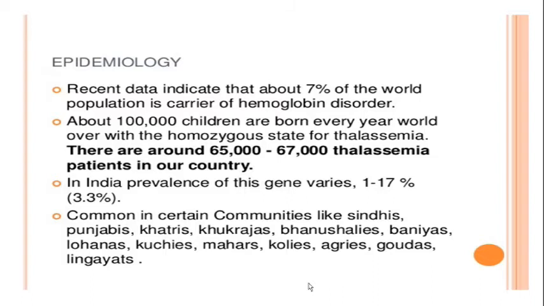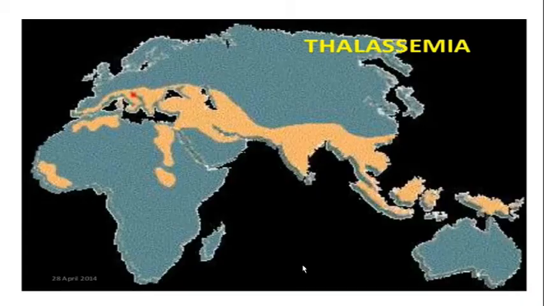Recent data indicates up to 7% of the world population is a carrier of a hemoglobin disorder, and around 1 lakh children are born every year worldwide with the homozygous state for thalassemia, as opposed to the thalassemia trait. In India, the prevalence of the gene varies from 1 to 17%, up to 3.3%, and it's common in special communities like Sindhis, Punjabis, Khatris, and the other communities I have mentioned here.